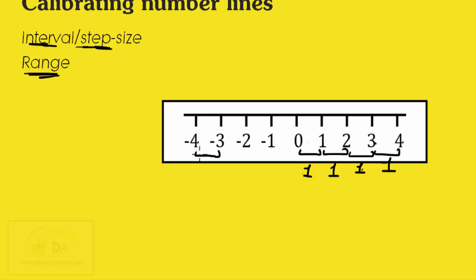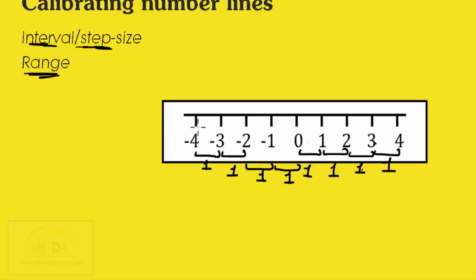Again, we come here. -4 plus 1 is -3. -3 plus 1 is -2. -2 plus 1 is -1. -1 plus 1 is 0. The interval of this number line is uniform, and the interval has a value of 1, also known as the step size.